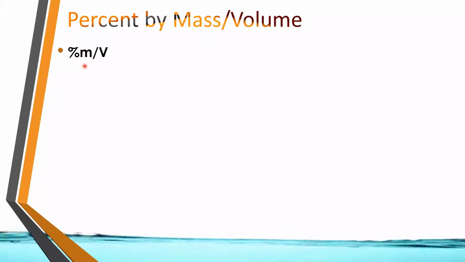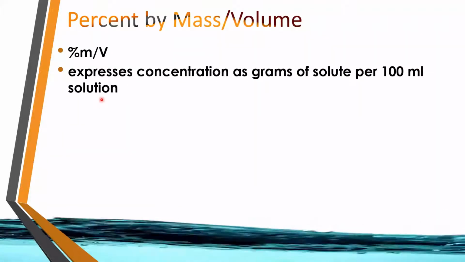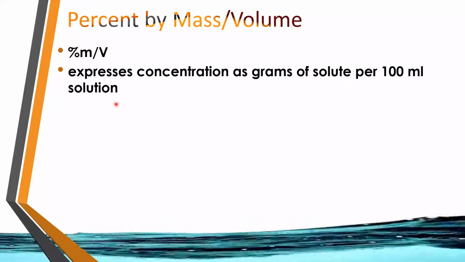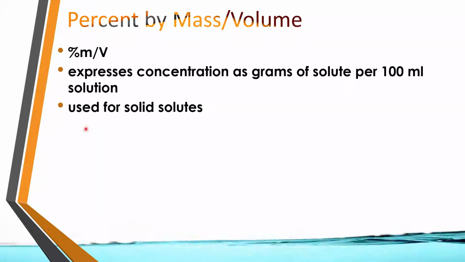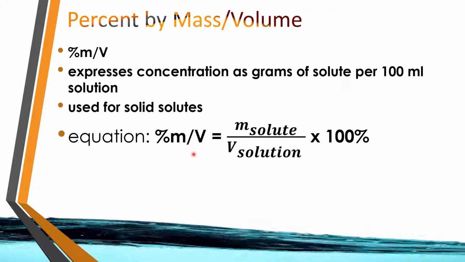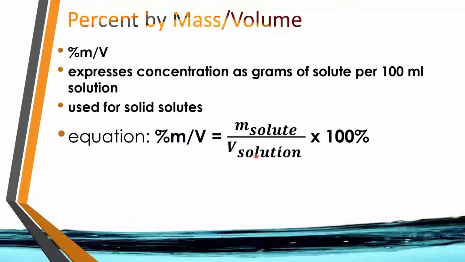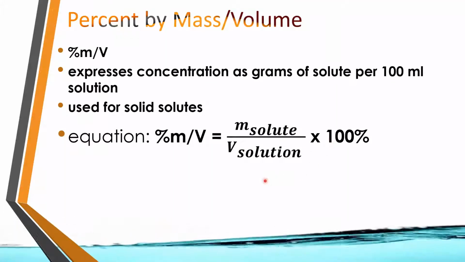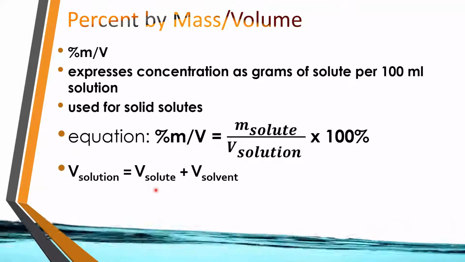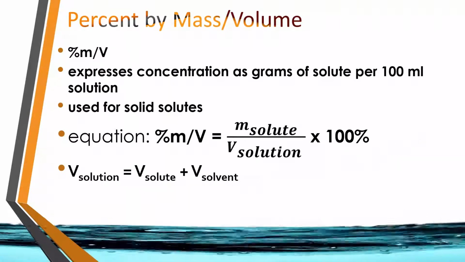Another equation is percent by mass over volume. This expresses concentration as grams of solute per 100 mL solution, which is used for solid solutes. It is represented as percent by mass over volume is equal to the mass of the solute over the volume of the solution times 100%. Volume of the solution is the sum of the volumes of the solute and the solvent. Okay?